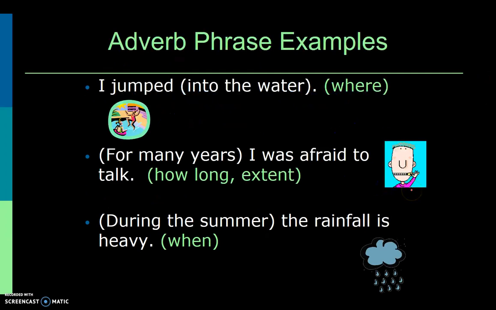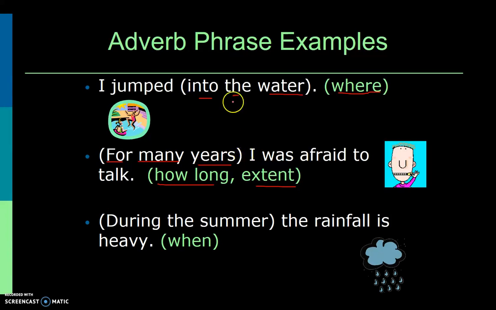So let's take a look at some examples. I jumped into the water. Well, into the water is a prepositional phrase. Into is the preposition, the is the modifier, and water is the object of the preposition, and it answers the question where. For many years I was afraid to talk. For many years: for is a preposition, many is a modifier, and years is a noun, and it answers the question how long or to what extent.